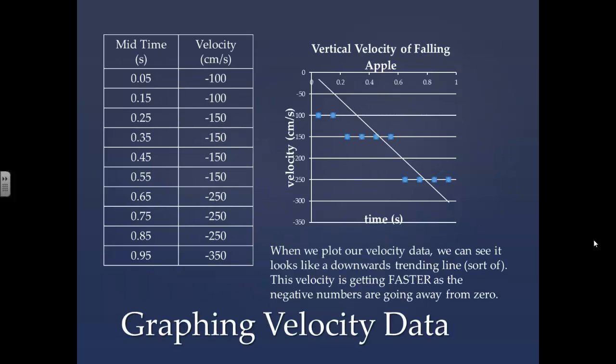When we graph our velocity data, we can see it looks like a downward trending line, sort of. This velocity is getting faster as the negative numbers are going away from 0. Our initial velocity, according to the trend line, was around 0. And as we go further, our velocity gets more and more negative.